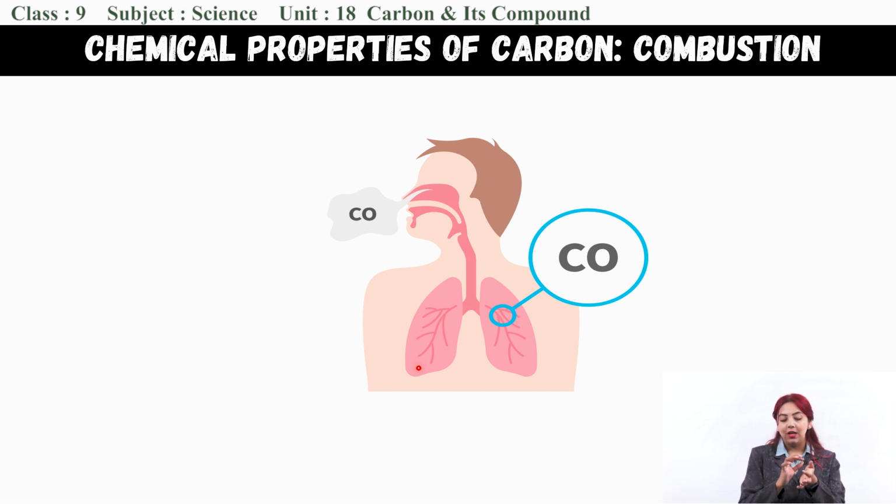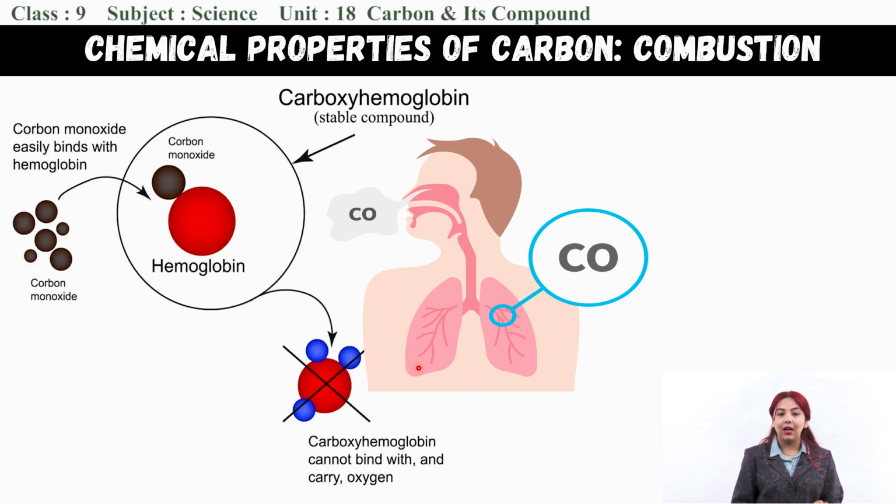Now we all know that our blood contains blood cells, such as RBCs, red blood cells, WBCs, white blood cells, platelets, etc. Those RBCs contain hemoglobin in them. Now when we inhale carbon monoxide, carbon monoxide has higher affinity to attach with hemoglobin. So when hemoglobin is exposed to both carbon monoxide and oxygen, the hemoglobin has higher affinity towards carbon monoxide than oxygen. So carbon monoxide combines with hemoglobin.